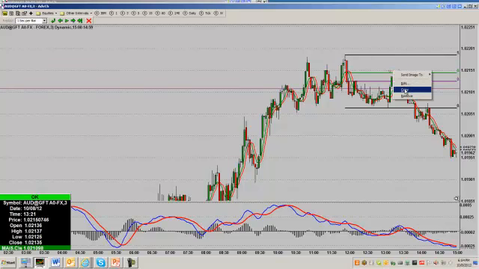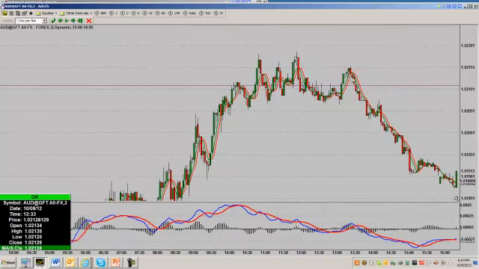Whoop, my zone's a hair high there. I need to knock that down. There we go. So that would have been the top of the zone. So no ifs, ands, or buts about it, this is very definitely a sell signal right here.